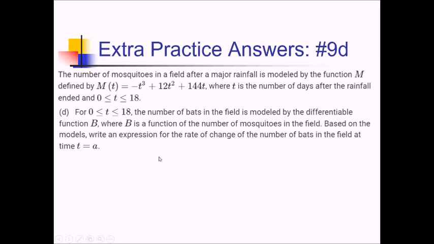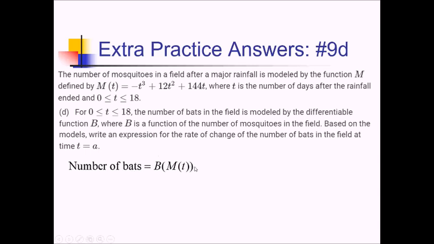For this last part of the problem, where there's mosquitoes, there's hopefully some bats to eat them, right? The number of bats in our field is modeled by B, where B is a function of the number of mosquitoes. So based on these models, we want an expression for the rate of change of bats at time A. Well, we need to figure out a function for B to begin with. So they said that B is a function of M, so why don't we just write B of M of T? That'll be our number of bats.